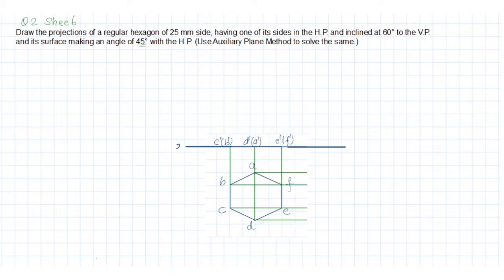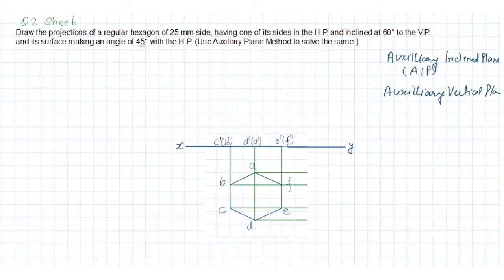Now, in order to solve this question with the help of the auxiliary plane method, we will make use of two planes. The first one will be the auxiliary inclined plane, AIP, and the other one will be the auxiliary vertical plane, AVP. To make this plane, we will use the inclination with HP, and to make this plane, we will use the inclination given with respect to the VP. This we have to remember.